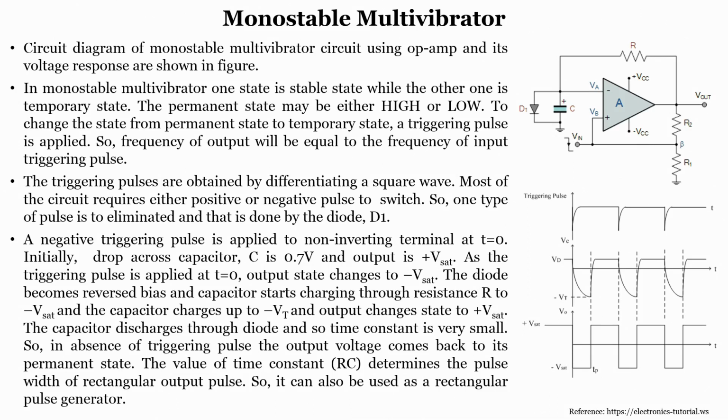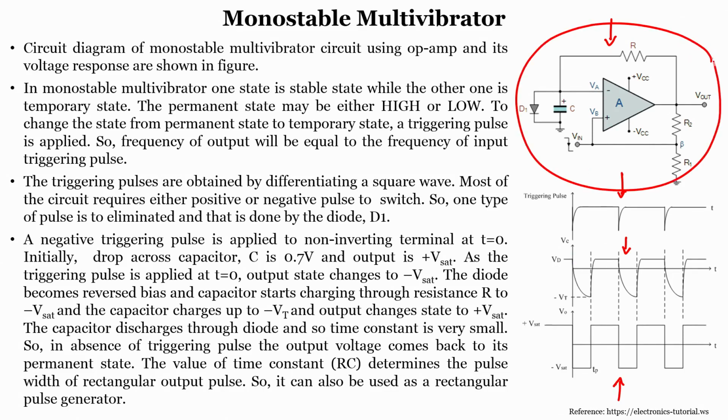Now, let us see how it operates. The monostable multivibrator circuit using an operational amplifier and its voltage response is shown here. This is the circuit, this is the triggering pulse, and the voltage response is this one. Let us see how this particular circuit works. In a monostable multivibrator, one state is stable while the other state is a temporary or quasi stable state. The permanent state may be either high or low. To change the state from the permanent state to the temporary state, a triggering pulse is applied.